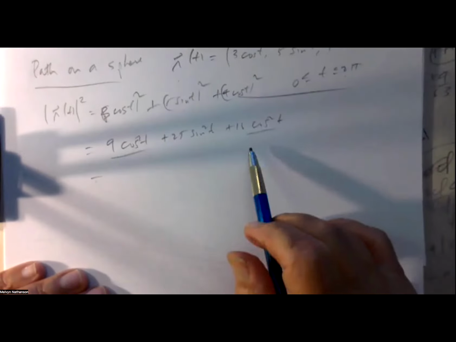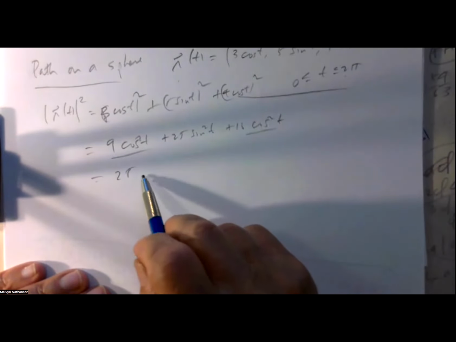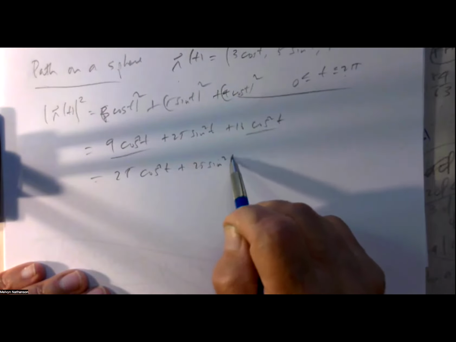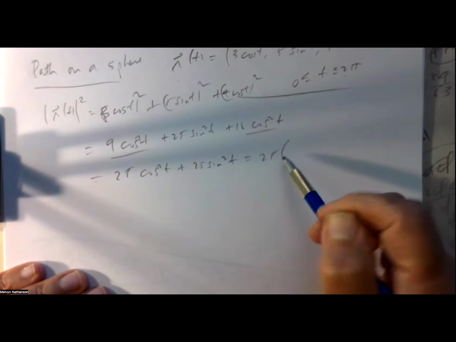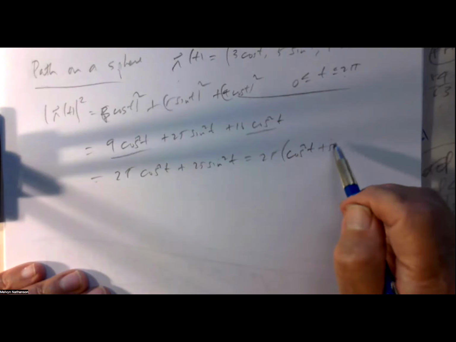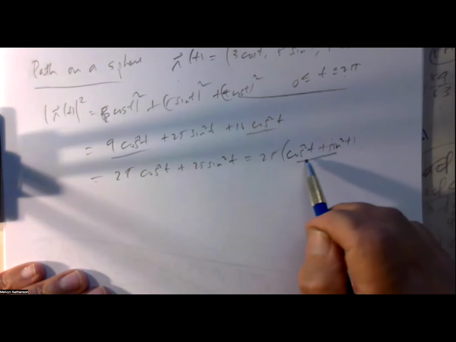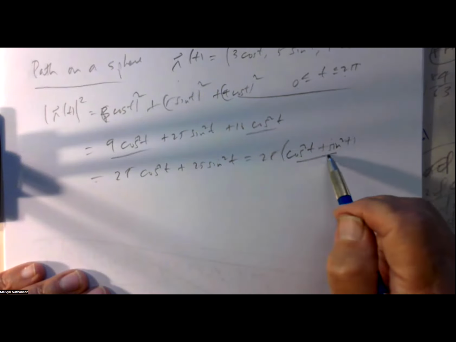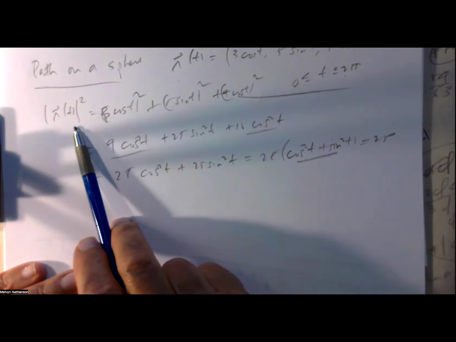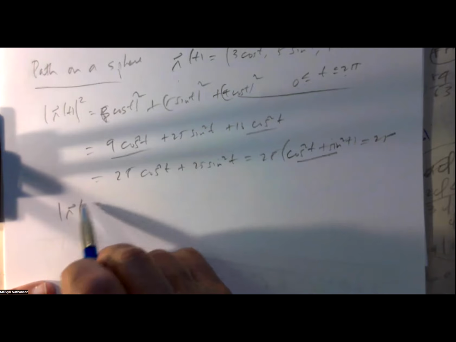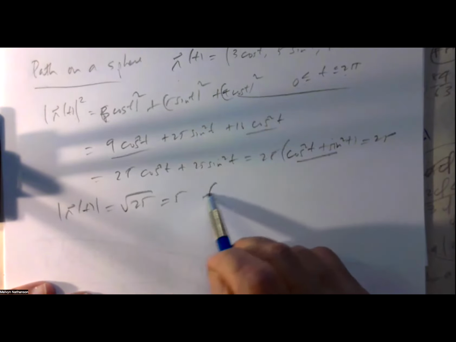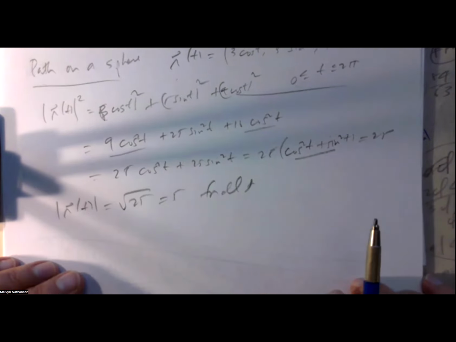If we add these two terms, we get 25 cosine squared t plus 25 sine squared t. If I factor out 25, I get 25 times (cosine squared t plus sine squared t). But cosine squared plus sine squared is 1. So this is just 25. So the square of r of t is 25, and the length of the vector r of t is the square root of 25, or 5, for all t.